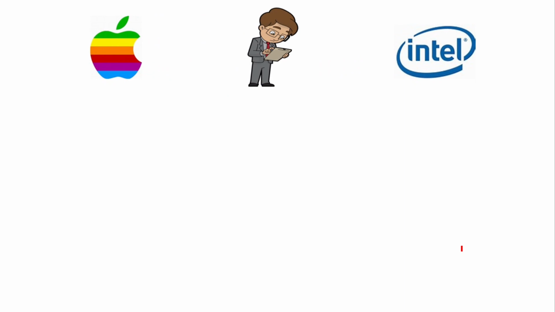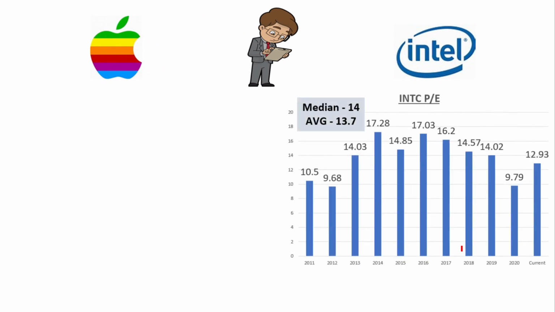Let's start with Intel. We can see that Intel's price to earning ratio is 12.93. Comparing it to the historical data, the median is 14 and the average is 13.7. This might suggest that actually at this point in time, Intel might be a good investment.